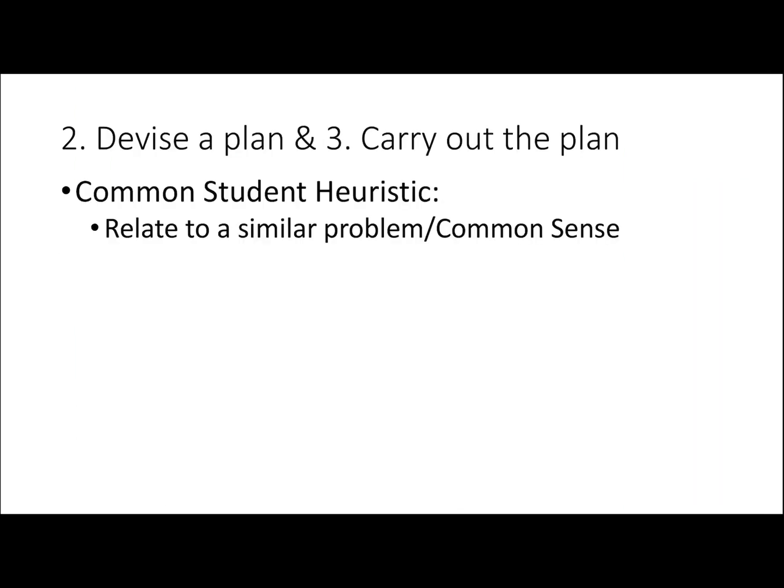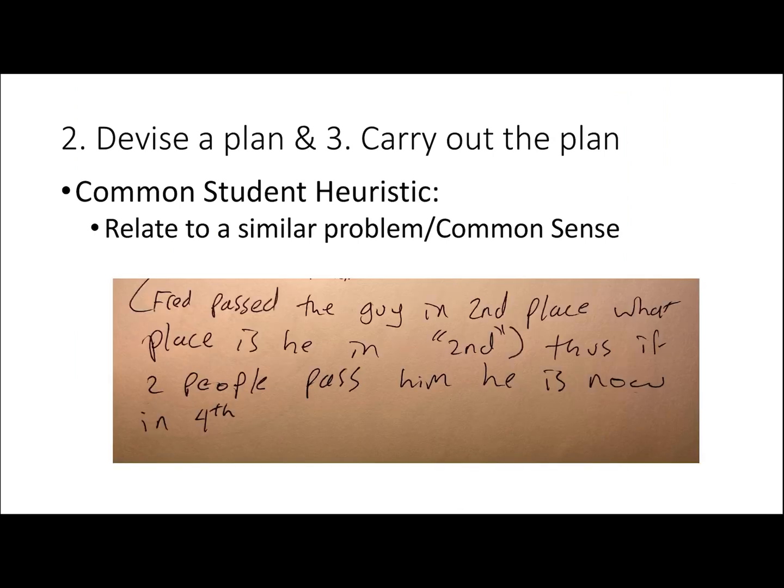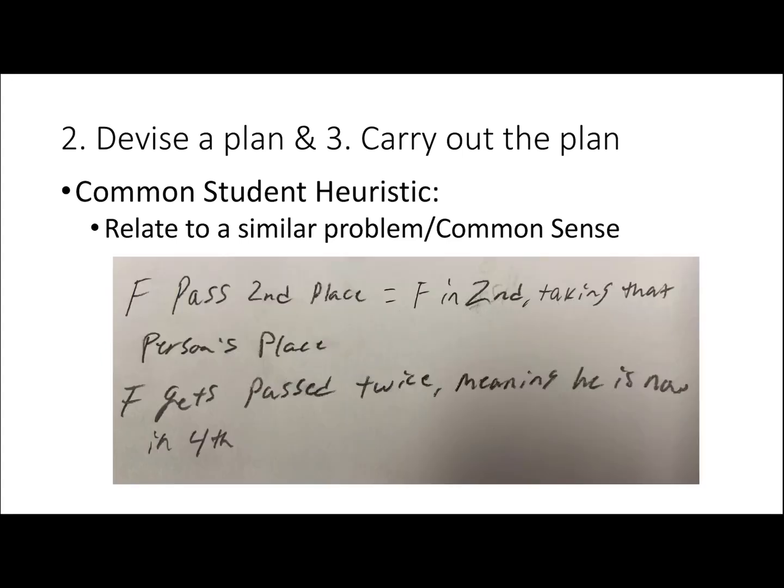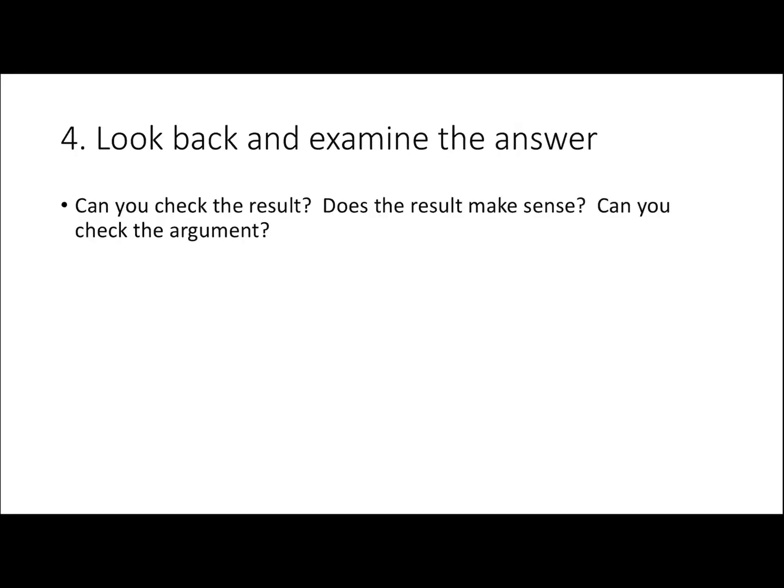The other common heuristic I heard was relating to a similar problem, or using common sense, or deductive reasoning. Students generally called this same type of approach one of those three heuristics. This was things like Fred passes the guy in second place. What places him in? Now he's in second. Thus, if two people pass him, he's now in fourth. Or F passed second place equals F in second, taking that person's place. F gets passed twice, meaning he's now in fourth.